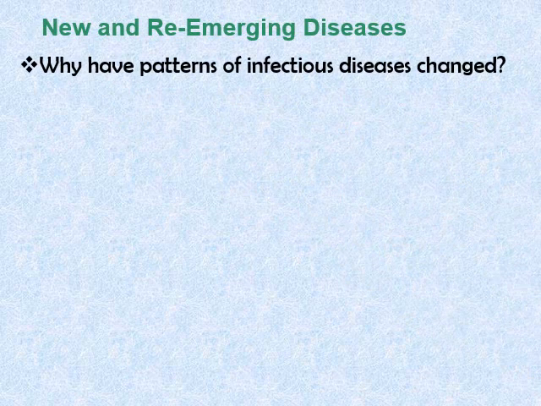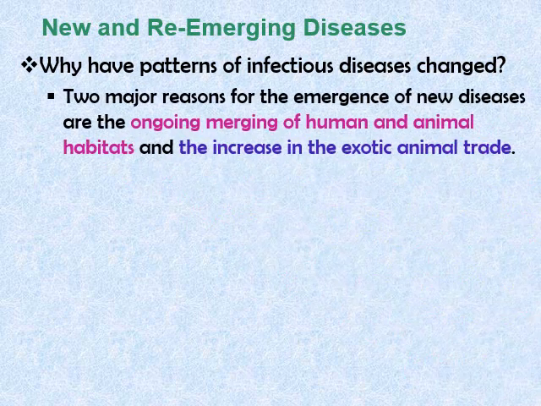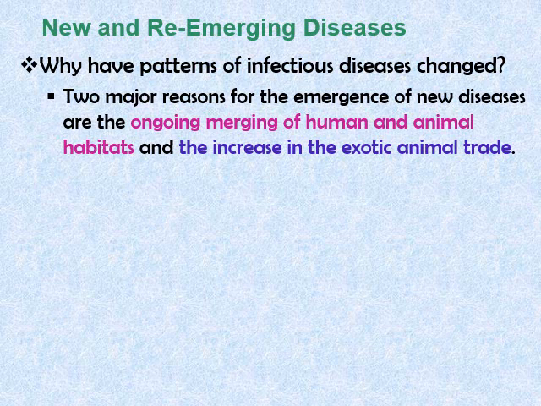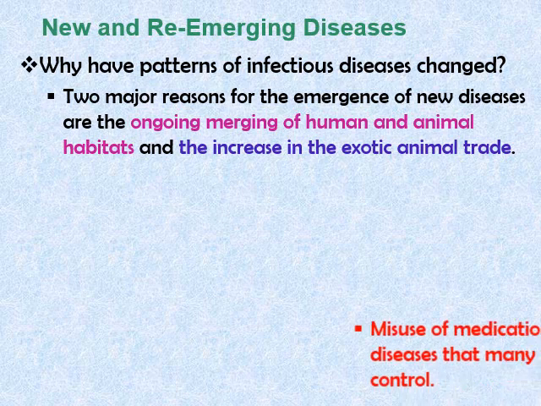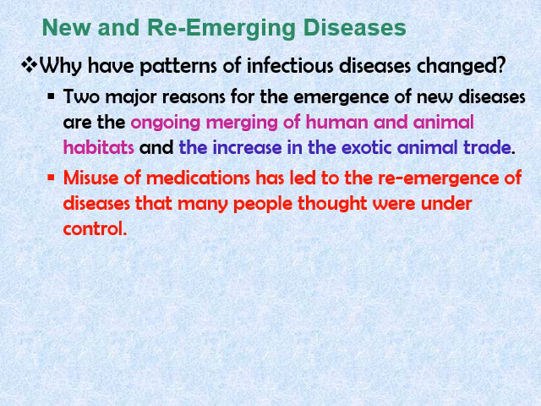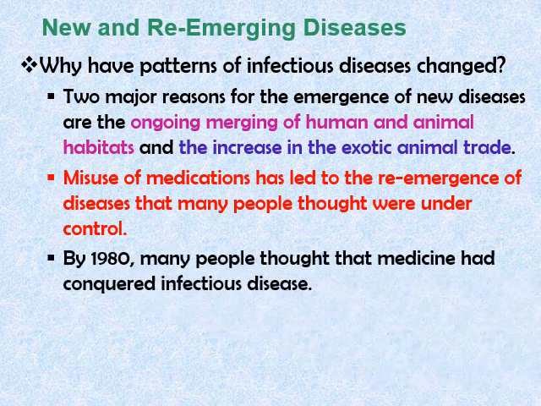Now to the last section of this lesson, new and re-emerging diseases. Why have patterns of infectious disease changed over time? Two major reasons for the emergence of new diseases are the ongoing merging of human and animal habitats and the increase in the exotic animal trade. Misuse of medications has led to the re-emergence of diseases that many people thought were under control.